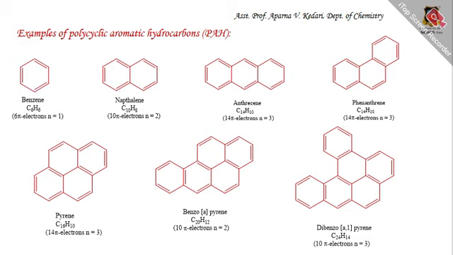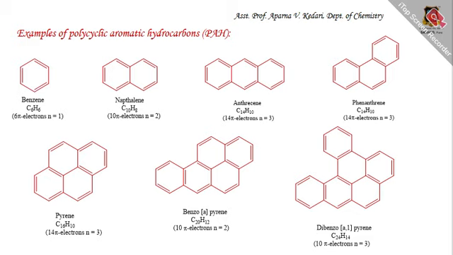Examples of polycyclic aromatic hydrocarbons: benzene contains 6 pi electrons, cyclic, planar, and conjugated. Therefore, benzene is an aromatic compound. The second example is naphthalene, C10H8, with 10 pi electrons, n is equal to 2. It is also an aromatic compound. Then anthracene, C14H10, contains 14 pi electrons, cyclic, planar, and conjugated. The next example is phenanthrene, C14H10, 14 pi electrons, n is equal to 3.